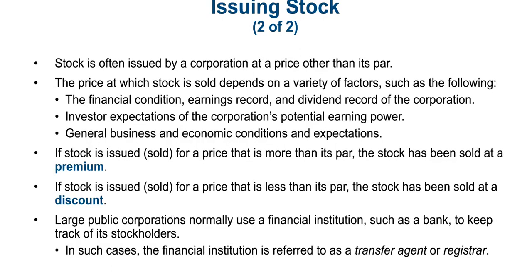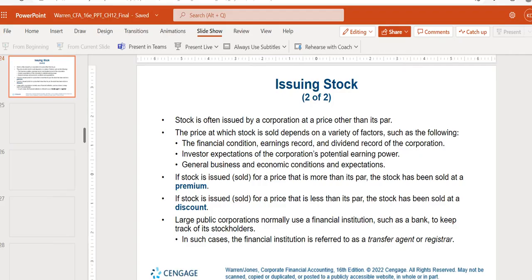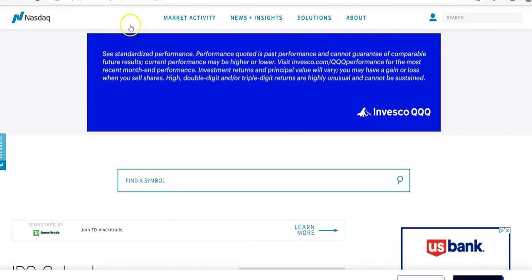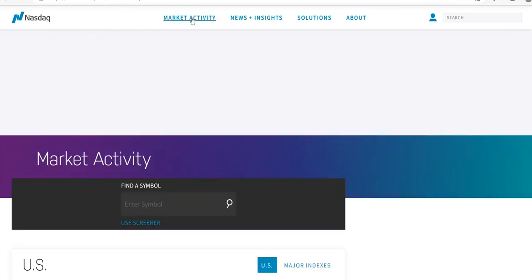So here, just like what happened with the bonds payable, we could issue stock at a higher price than our par. We could also issue it at a lower price. So let's say again, I've got that $20, and I'm going to come over here to NASDAQ and go to market activity.